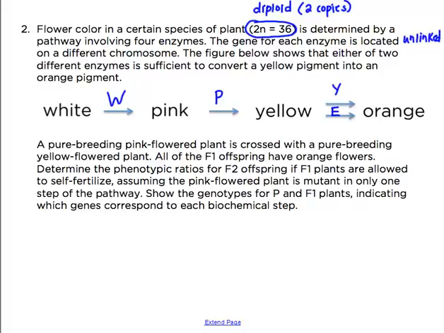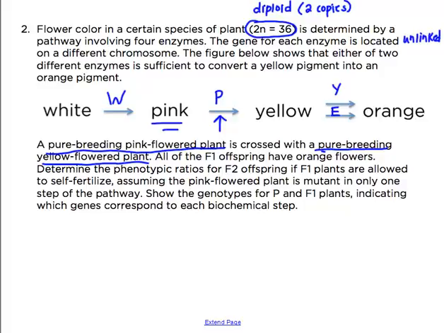Now let's look at the cross they did. They did a pure-breeding pink-flowered plant and a pure-breeding yellow-flowered plant. Now what could be these genotypes? Well, remember that for pure-breeding plants, they're homozygous, either recessive or dominant, at every allele in their genotype that we're considering, or else they wouldn't be pure breeding, right? So for a pink-flowered plant, that means they are stuck at this pigmentation in the biochemical pathway, which means that they must be lacking gene product P, because they're stuck at the pink step. They can't convert it to yellow.